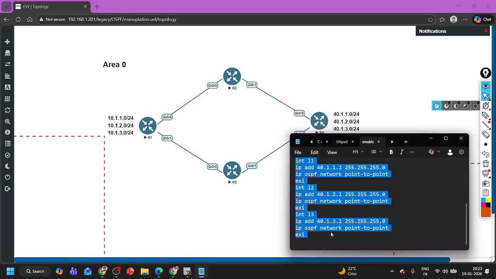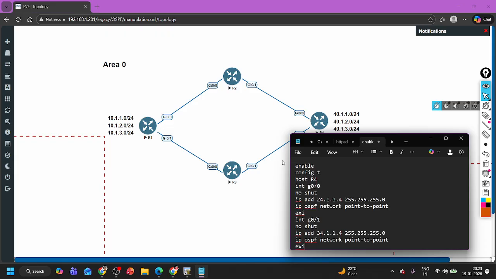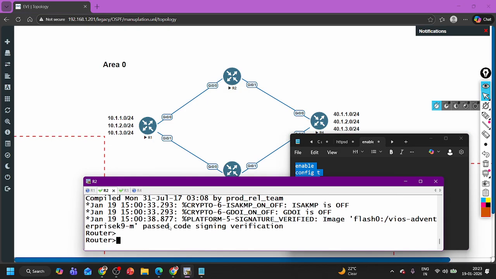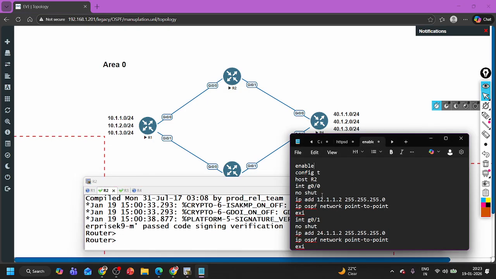On R2 I am not going to get any loopbacks for now. Later for testing here also I will add some loopbacks. Host name R2, IP on G0/0 is 12.1.1.2 and IP on G0/1 is 24.1.1.2. Copy and paste it on host name R2. Great.